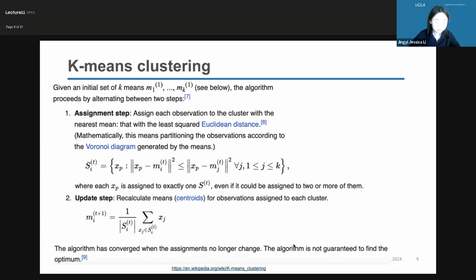However, the algorithm is not guaranteed to find the optimum. What is the optimum? We haven't said that yet. But based on your understanding, what is the optimum? Say we have K clusters. How do we define these K clusters to be the optimum? Any thoughts or ideas? You can think maybe for like 5 seconds and then I'll give you the answer. There are many ways to partition our data points into K clusters. Then which one is better?